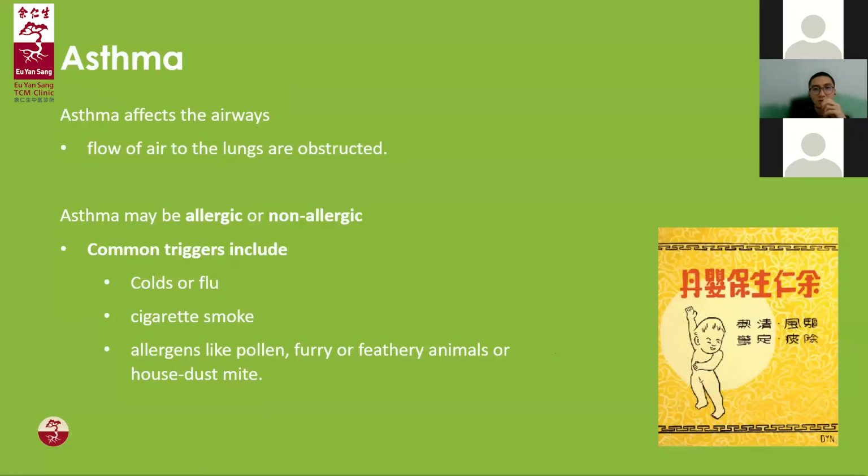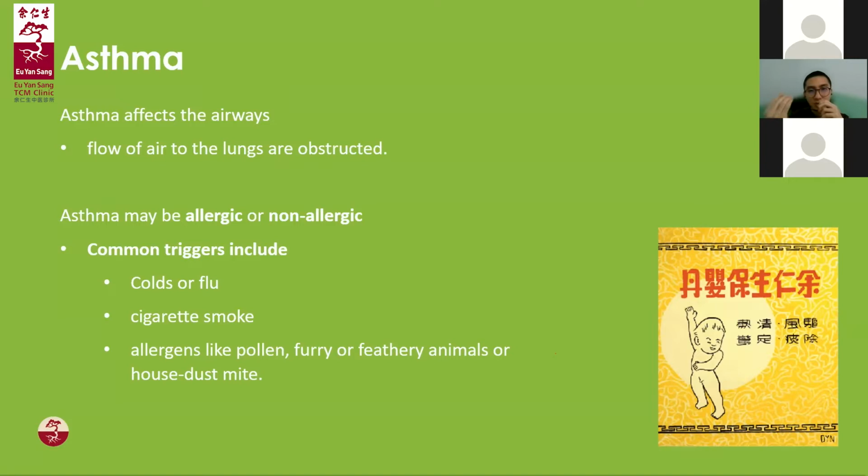Okay, then let's go on to the asthma one. So asthma affects the airway. The attack happens when the flow of air to the lungs is obstructed. So when you try to take a deep breath, you cannot breathe properly. Asthma can be due to allergic or non-allergic causes. For allergic asthma, most of the time it is due to environmental allergens. They trigger when you inhale or ingest the allergens.